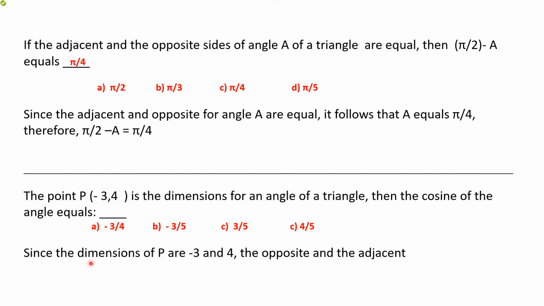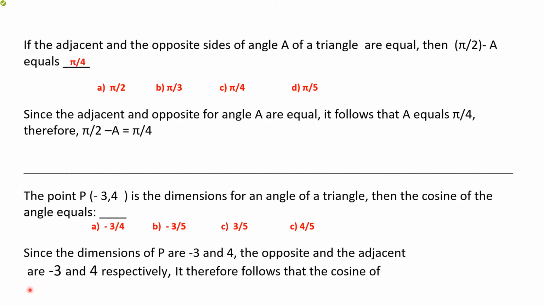Since the coordinates of P are -3 and +4, the opposite and adjacent are -3 and +4 respectively. It therefore follows that the cosine of the angle is 4/5, which is the adjacent divided by the hypotenuse. That being the case, the answer will be 4/5. Let's justify this by looking at a figure.